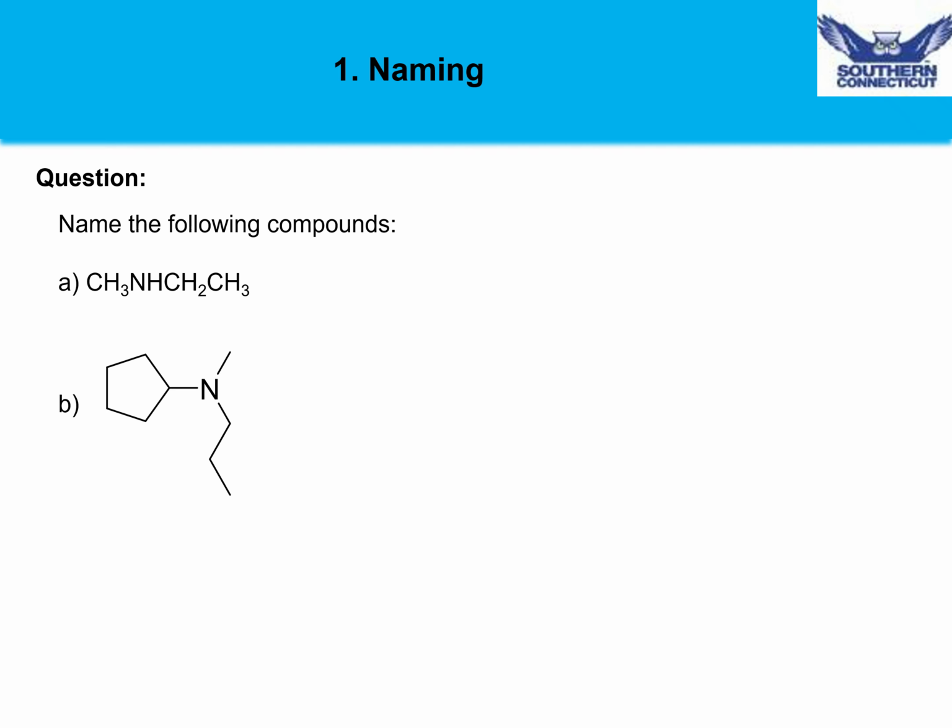In this question, we're going to try to name the following 2 amines based on the IUPAC rules. So in the first example, we have a secondary amine, an unsymmetrical secondary amine. And in the second example, we have an unsymmetrical tertiary amine.